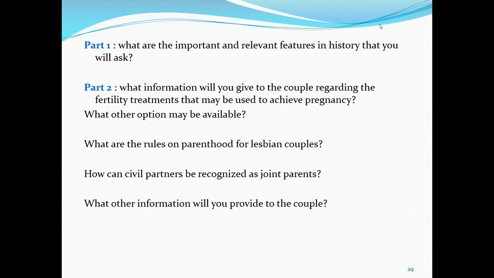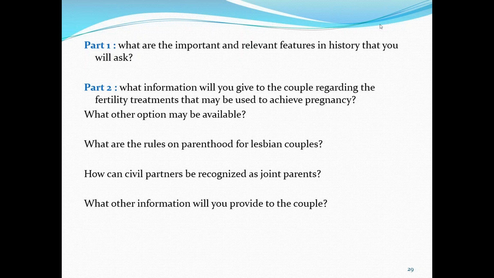For lesbian couples, what are the rules on parenthood? If they are in a civil partnership, they are automatically the legal parents of the child, if they undergo the treatment in a licensed fertility clinic. But if they take the treatment at home as a private arrangement, then the legal father will be the donor, and the legal mother will be the birthing mother.